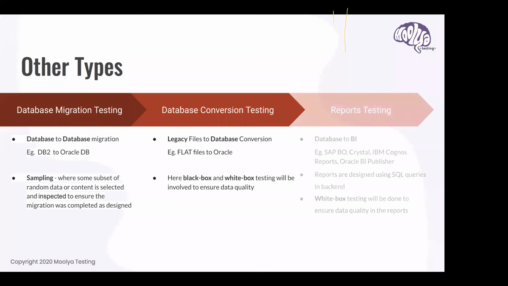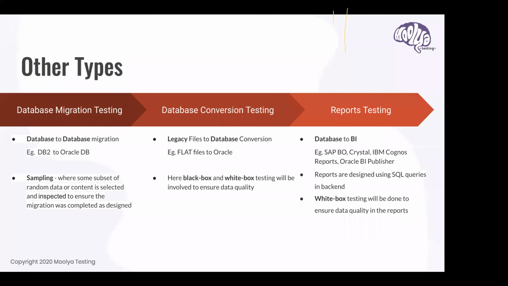Next is reports testing. What is the end output of a database? Data scientists and data analysts will be showing the data in reports in a BI, business intelligence tool, like SAP BO, Crystal, IBM Cognos reports, Oracle BI Publisher, TIBCO Spotfire. All these are BI tools used to represent the data in fancy formats, which helps clients easily identify what sort of data to analyze at a high level.